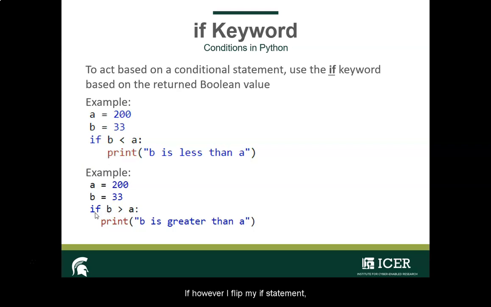If, however, I flip my if statement to be B greater than A, notice how my expression becomes false. And so now I do not return the print statement. Try these out in Python and notice the difference in results.